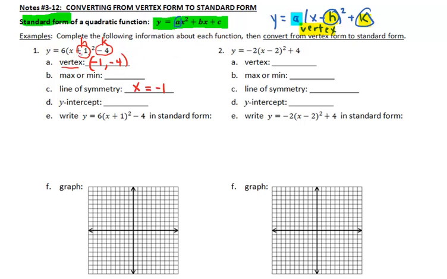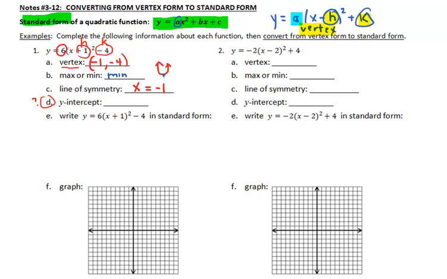Now, since the a in this is 6, it's positive. Since it's positive, that means the graph is going to open up, and the vertex is going to be at the bottom of it. So that's what we call a minimum. Now, the next thing we're going to do is skip over D, the y-intercept, because we're going to get that when we get this in standard form. Now let's put it in standard form.